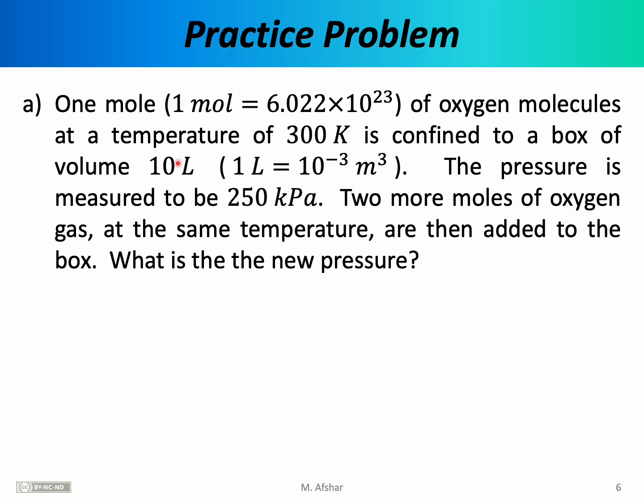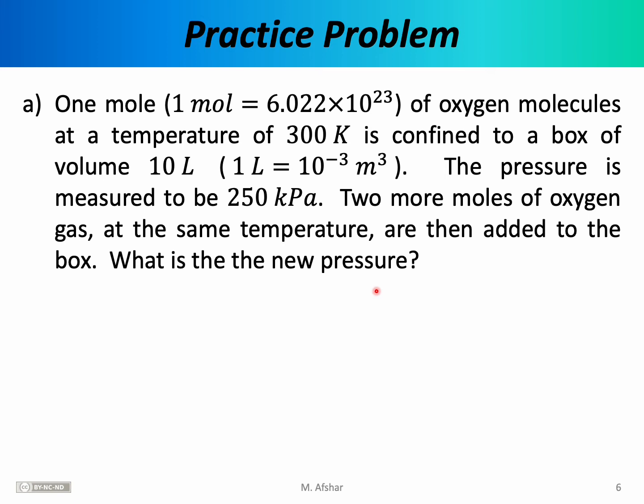2 more moles of oxygen gas are added, so we now have a total of 3 moles of gas inside the box. What is the new or final pressure of the gas? We'll eventually develop precise formulas that allow us to calculate things like this, but already you should recognize that if there are 3 times as many molecules inside the box, then roughly speaking, there are going to be 3 times as many collisions with the walls of the box.